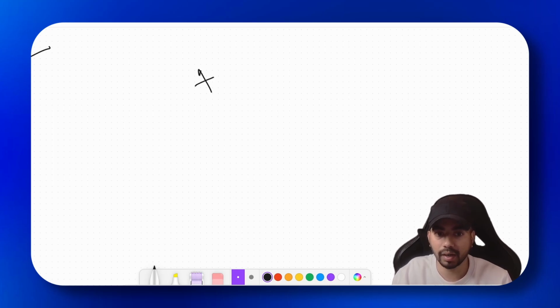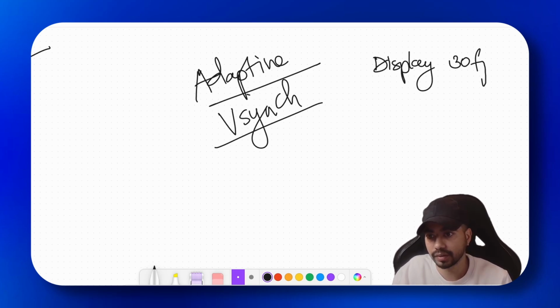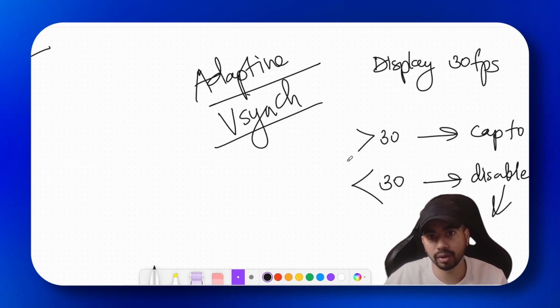There is something called adaptive Vsync. What adaptive Vsync does is, let's say the display rate is like 30 FPS. If our frame rate of the game goes above 30 FPS, then it will cap the frame rate to 30. If our frame rate goes below 30 FPS, then it would disable Vsync. There is a trade-off between the update speed of the game versus the screen tearing artifacts.